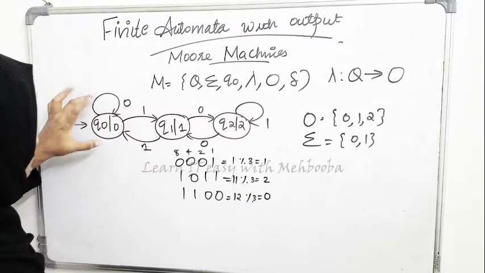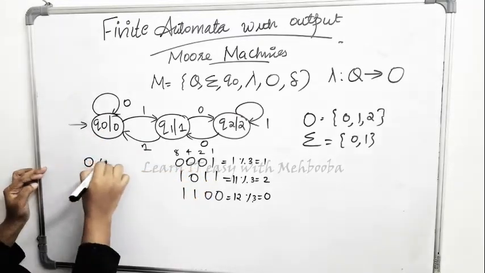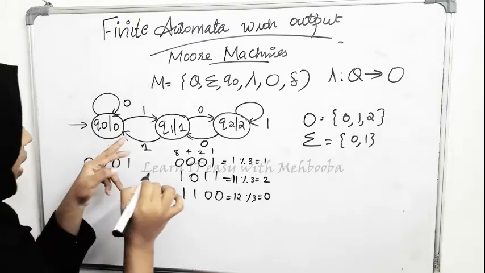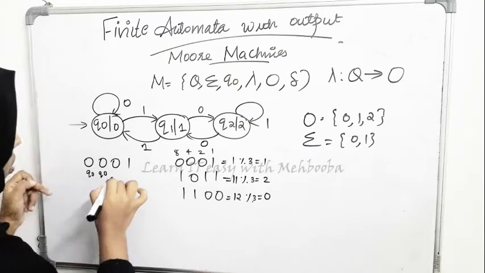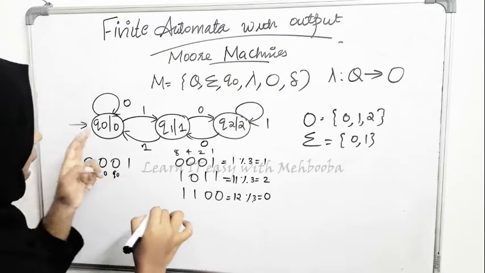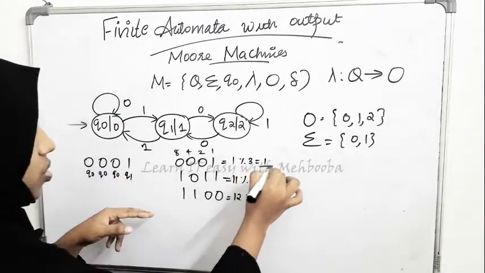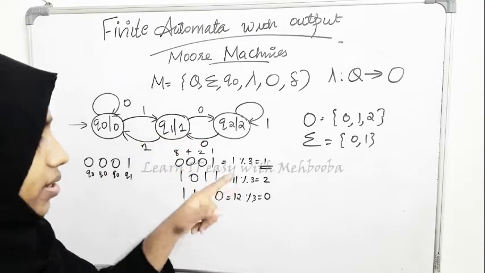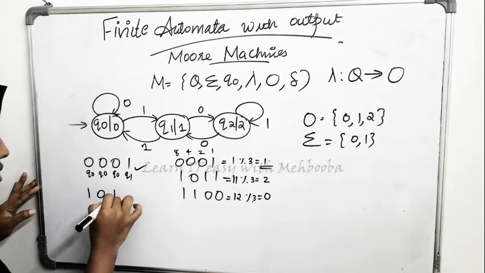When 0 comes, you are at q0 itself. We will check 0 0 0 1 first. When 0 comes, you are at q0. When the next 0 comes, you are still at q0. When the third 0 comes, you are still at q0, and when the 1 comes, you are at q1. So the modulus is 1, since state q1 is associated with modulus 1. That is right.